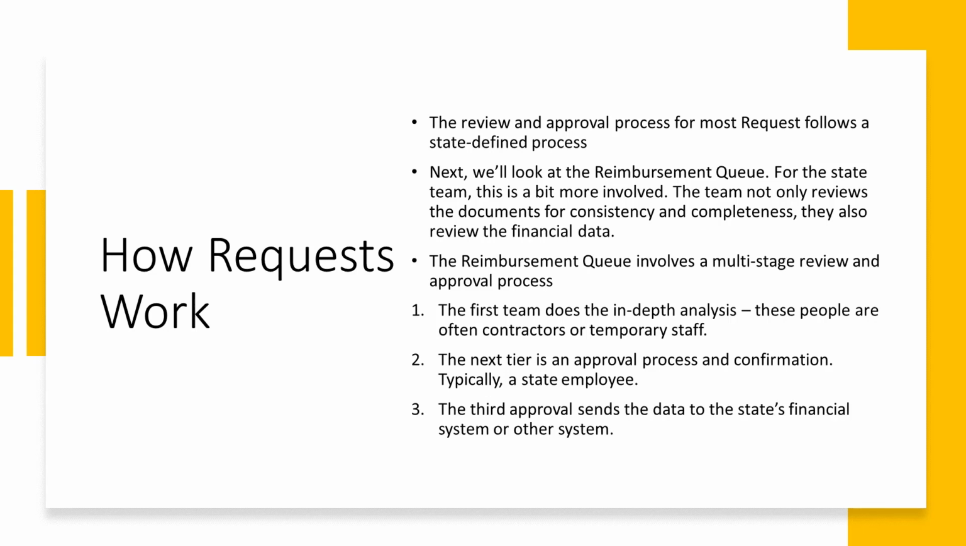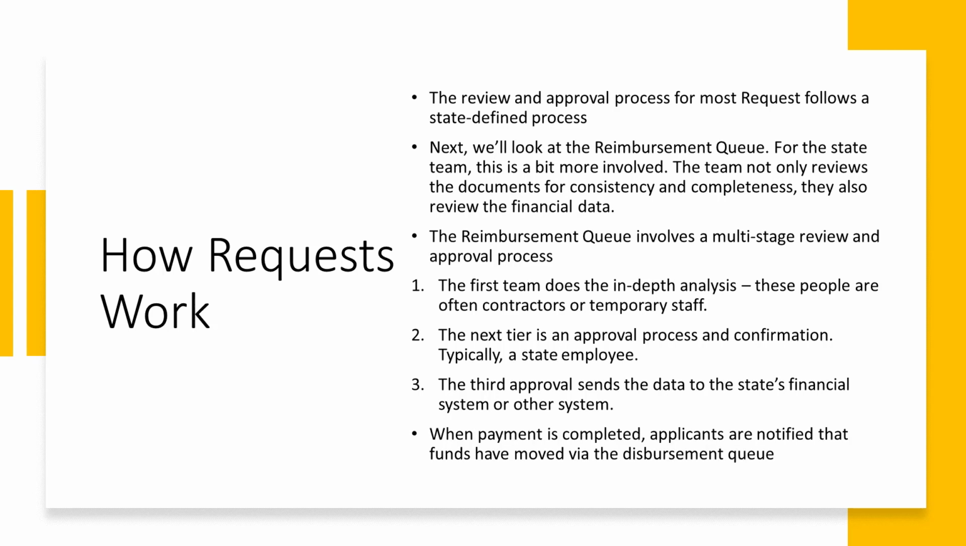The third approval sends the data to the state's financial system or other system. This can happen either with a digital link or by paper. When payment is completed, someone at the grants administration team goes into the disbursement queue. This final process notifies the applicants that funds have moved, and it updates Tempest GEMS financial balances.